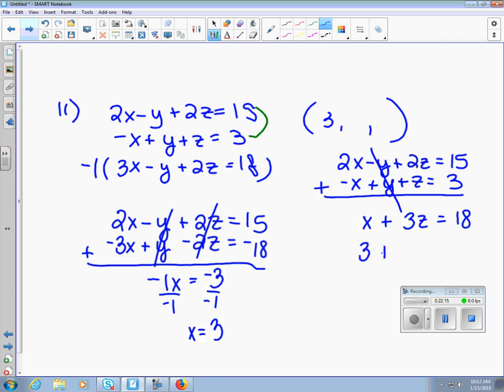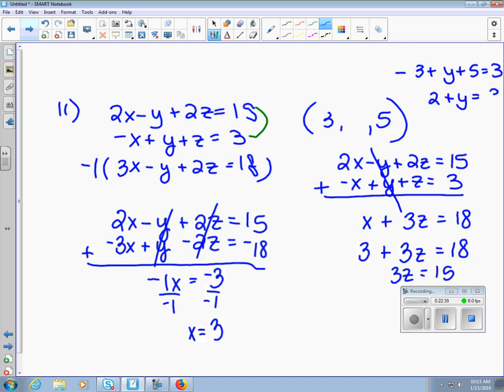So then I'm going to put a 3 in place, and then subtract 3. And then divide. And so I'll get z is 5. And then finally pick an equation that you want to do. So I'm going to have -3 plus, I'm going to do the middle one, y plus 5 equals 3. And so we're going to have 2 plus y equals 3. And therefore y would have to be 1. And there it is.